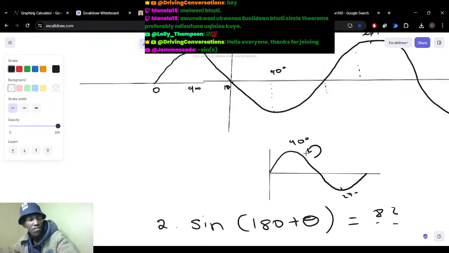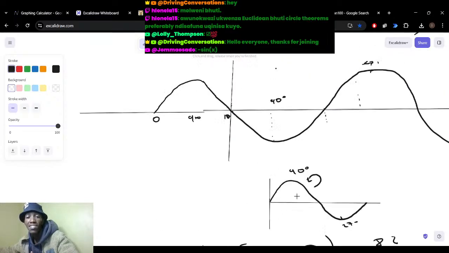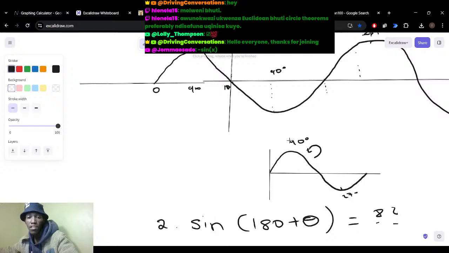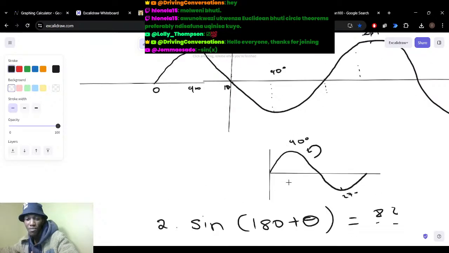Yeah, so Joma Sado, sorry if I pronounce your name wrong, you are indeed correct. So when we have shifted the y-axis here by 180 degrees, it becomes a negative sine graph, right? And I hope the way I have proved this reduction makes sense, right?